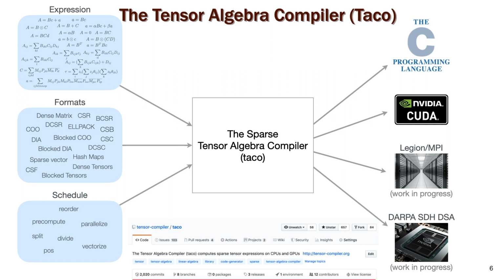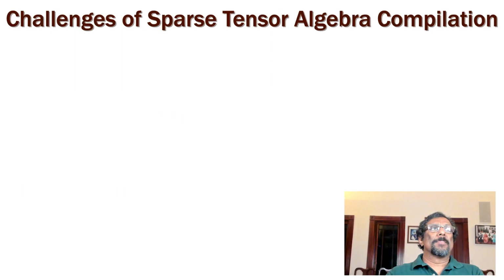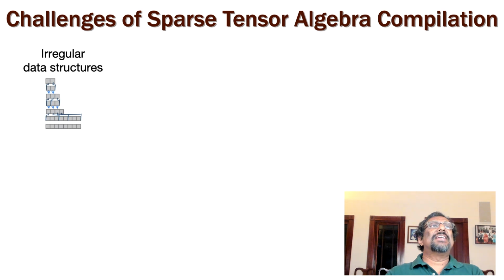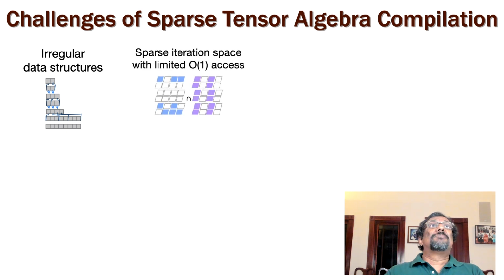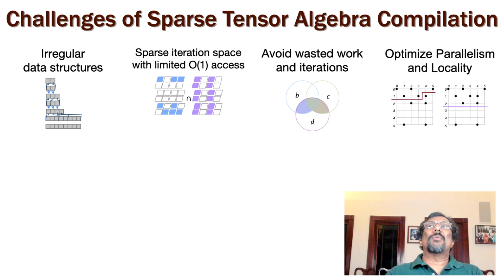So let me now get into why this is not that simple. What are the challenges of sparse tensor algebra compilation? The first challenge is that sparse data is very irregular, as are the data structures that represent it. So how do we deal with these irregular data structures? Second, the sparse iteration space puts a lot of limitations on how you can iterate. How do we deal with that? Third, as I showed you before, you want to avoid wasted work, and how do you do that in the most efficient way? Finally, you might want to do some optimizations to get good locality and parallelism. So let's go into each of these.